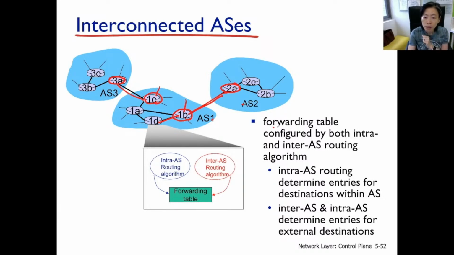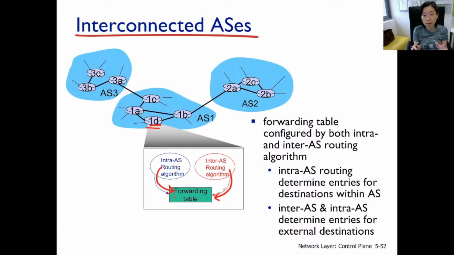Now, the focus of this slide is to talk about how the forwarding table would look when we have two levels of routing running on the internet. Let me show you an example here. 1D is one of the routers existing on the internet. The forwarding table is not going to be contributed just from the intra-AS routing algorithm. It would also be contributed from the inter-AS routing algorithm.